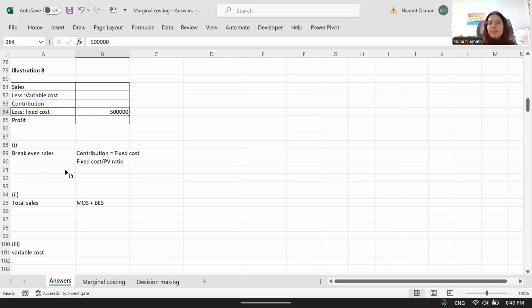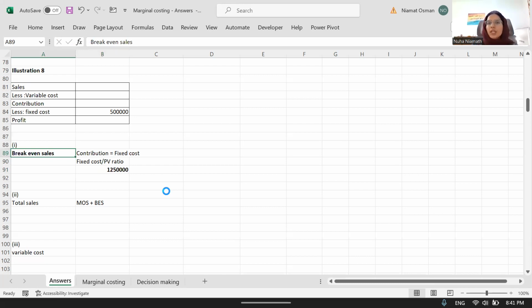So the first thing that is asked from us is break-even sales. So let's go ahead and calculate our break-even sales, which is our fixed cost divided by PV ratio, which is already given in the question. So that is 5 lakhs divided by, what is my PV ratio? 40%, right? So that should give me a break-even sales of 12.5 lakhs. Everybody clear till here?